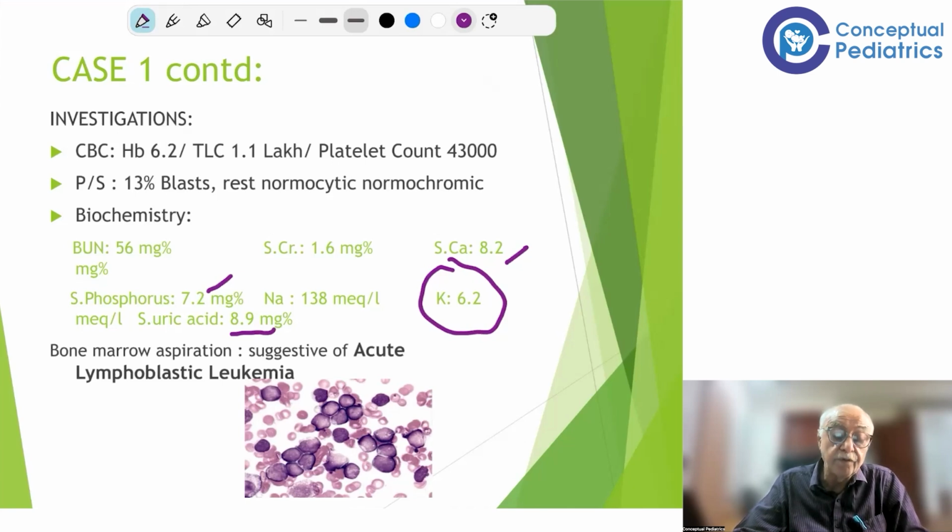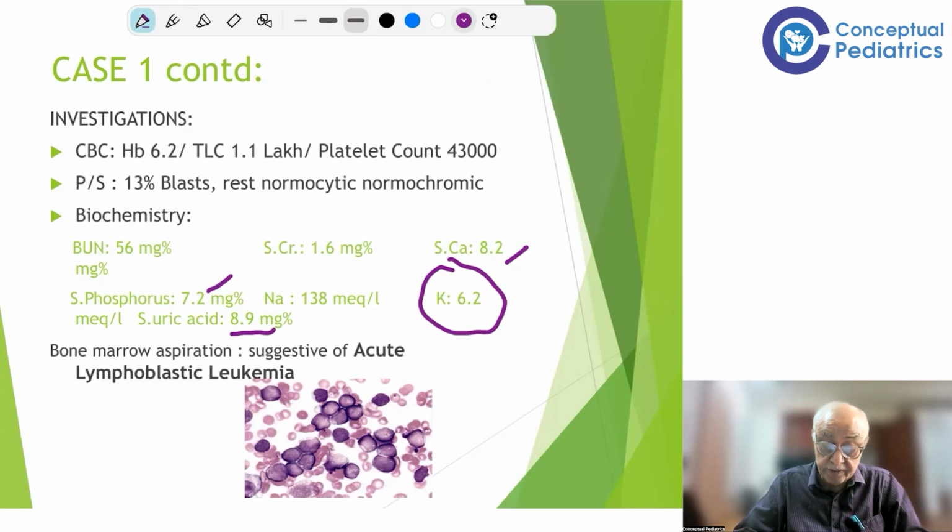Though the peripheral smear had shown us the 13% blasts, we still carried out the bone marrow, in which we have to do the CD marking or the flow cytometry. One thing importantly I can tell you here is that flow cytometry can even be done from the peripheral blood if the peripheral blast count is more than 20%. But for further monitoring of this child, when the child is put on chemotherapy, you have to do the bone marrow examination.